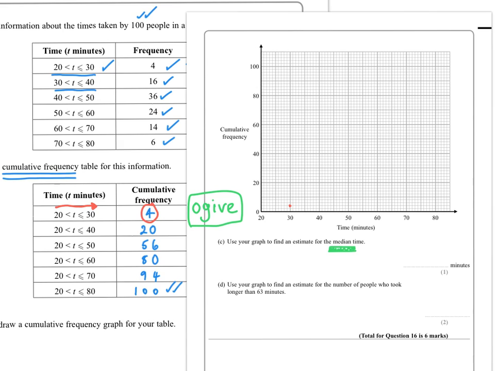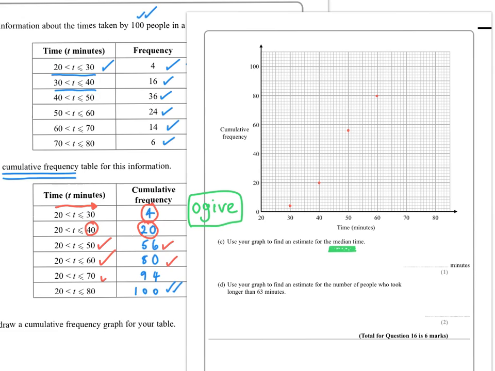20 against 40, so let's have a look. So we've got 40 on the time, 20 on the cumulative frequency. So 40 along and then 20 up is here. And then 50 along and 56 up. So 2, 4, 6. Be careful of the scale. It's not that easy. 60 along, 80 up.